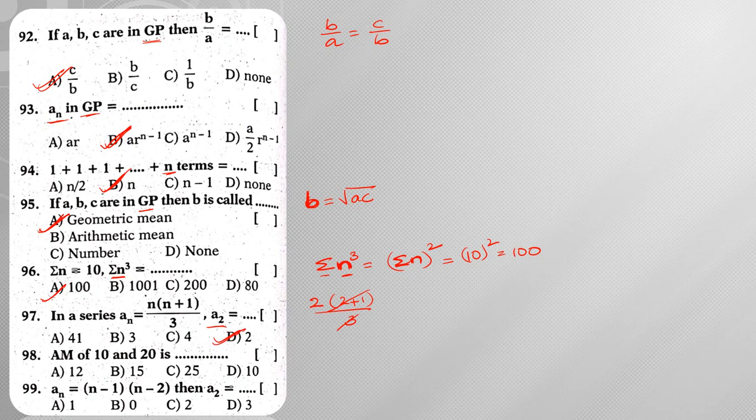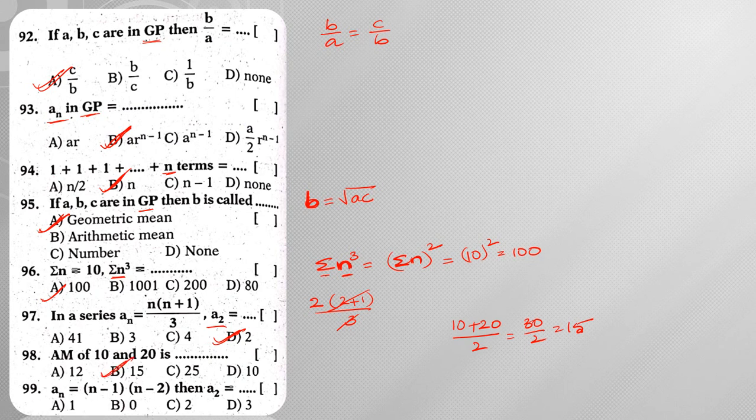Next, AM of 10 and 20. Already we know about AM. Arithmetic mean means sum of observations by number of observations. That is nothing but 10 plus 20 by 2, which is 30 by 2, which is 15. Hence the answer is 15.